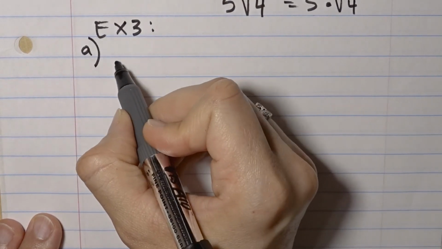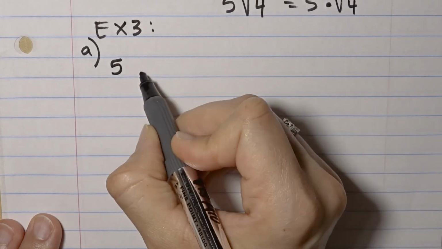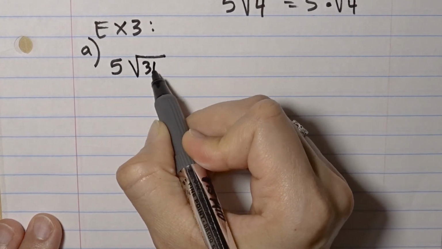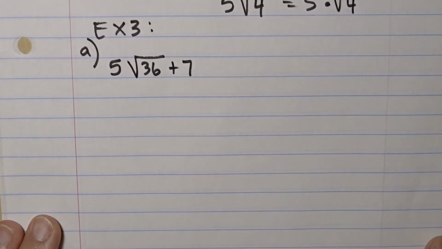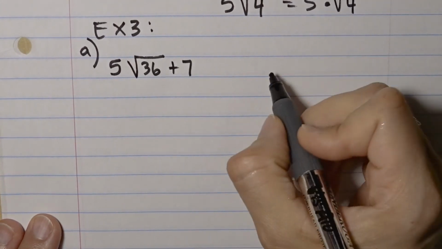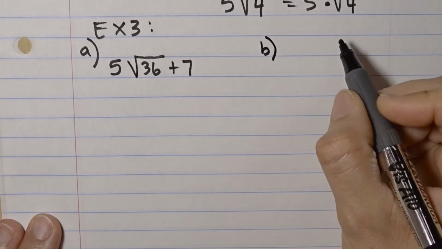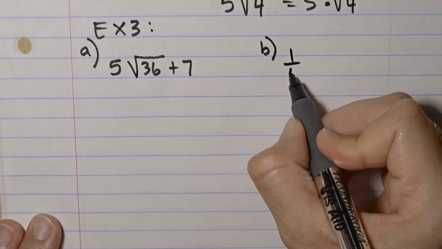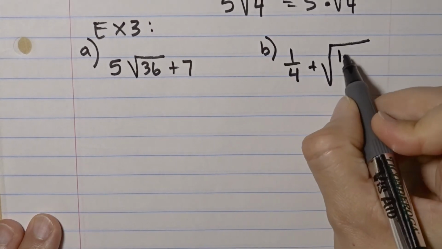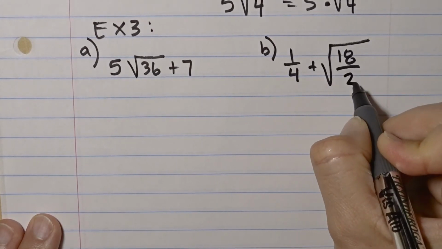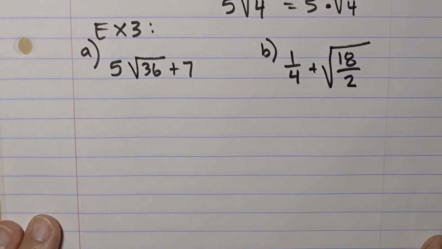And it's going to be 5 square root of 36 plus 7. All right? And then we also have b, and b is going to be 1/4 plus the square root of 18 over 2. All right.